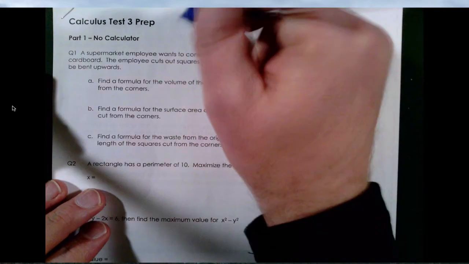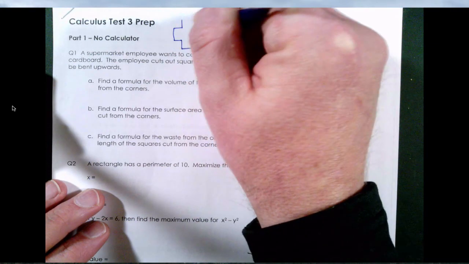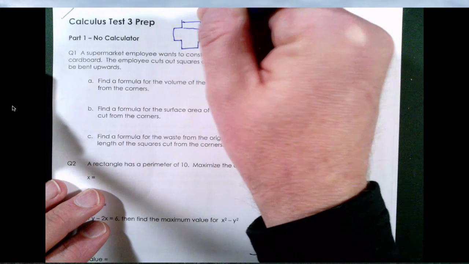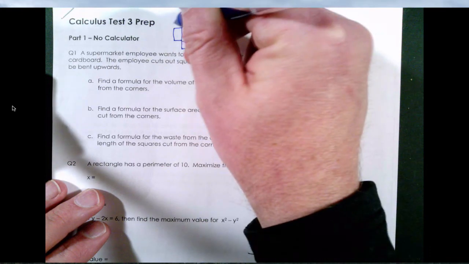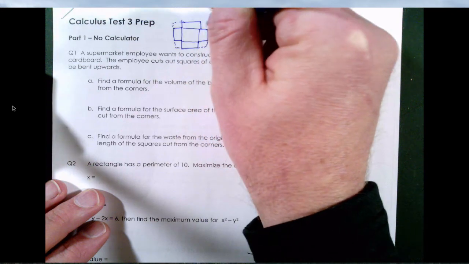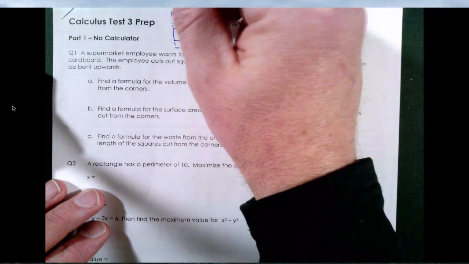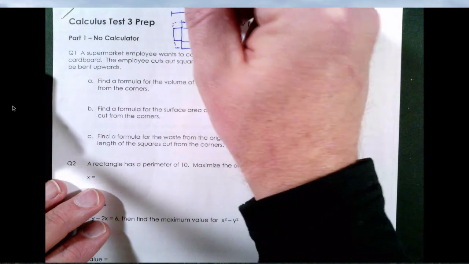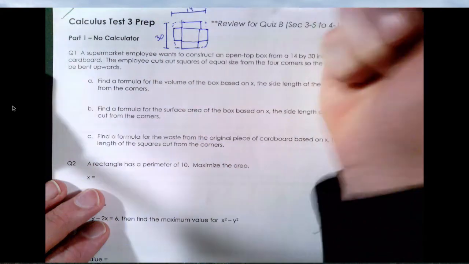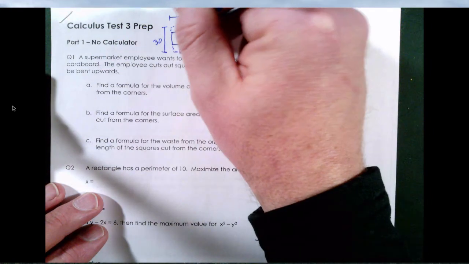So let's draw that. Essentially, put the plus sign. And there are these pieces that are cut out as scrap. It started off 14 by 30, so let's go with 14 here and 30 here. The x is going to be the size of the cutout.